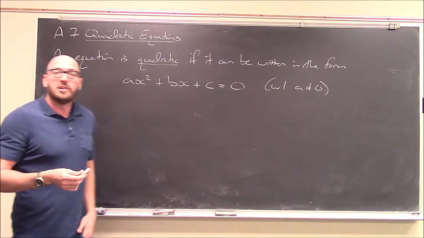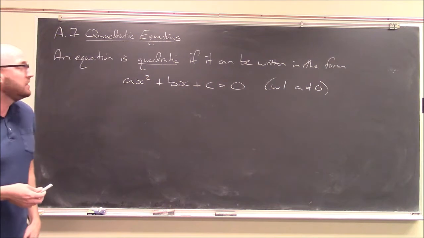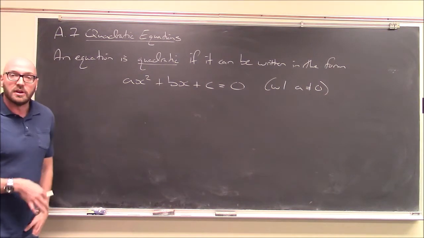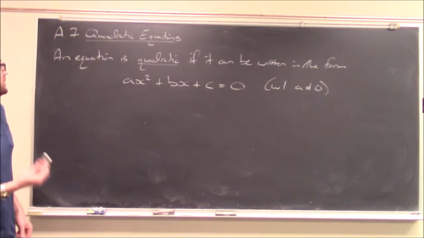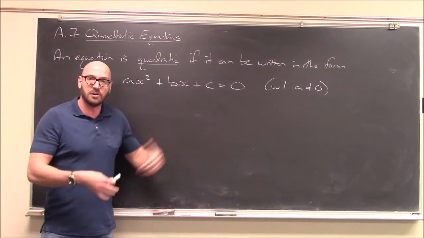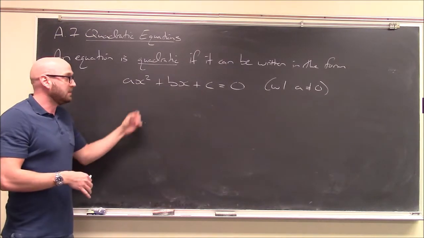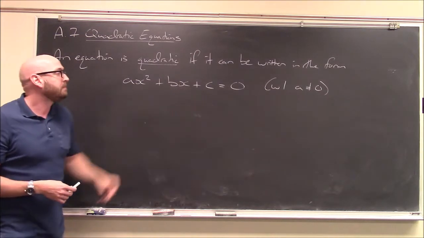All right, last up in our algebra review, we've got section A7, quadratic equations. I'll just remind you very quickly what a quadratic equation is. It's an equation of the following form: ax squared plus bx plus c, so a degree 2 polynomial, equals 0. Or any other equation that can be rearranged to be written in this form.